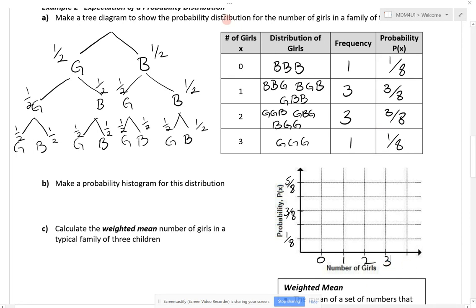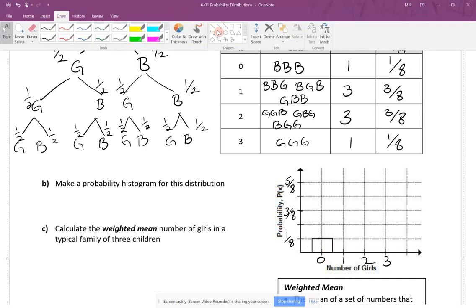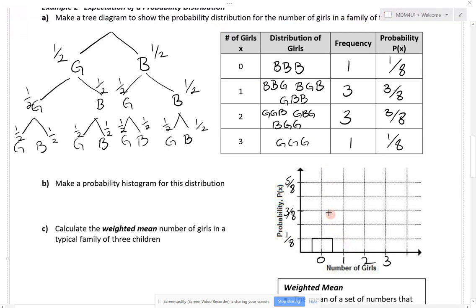And I'm going to draw my histogram. So we have to draw some bars here. For 0 girls, it's a frequency of 1/8. So you draw a bar up to 1/8. Make sure your bar is centered around your 0 there. And we continue on. My 1 girl outcome is going to be 3/8. So again, I draw another bar to represent that. And try to make them as even as possible.